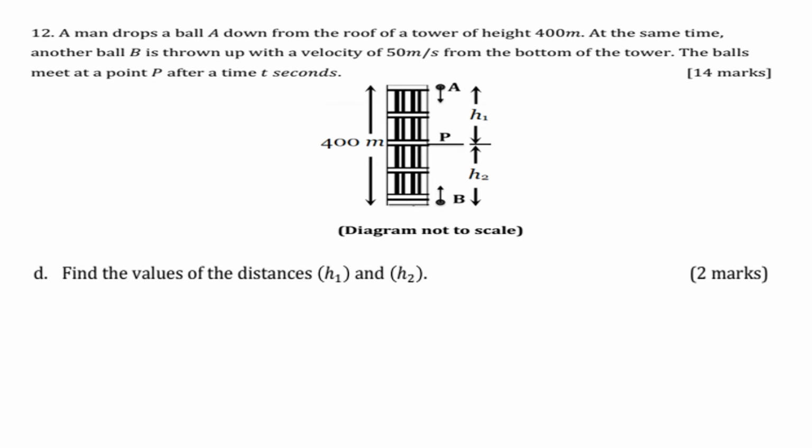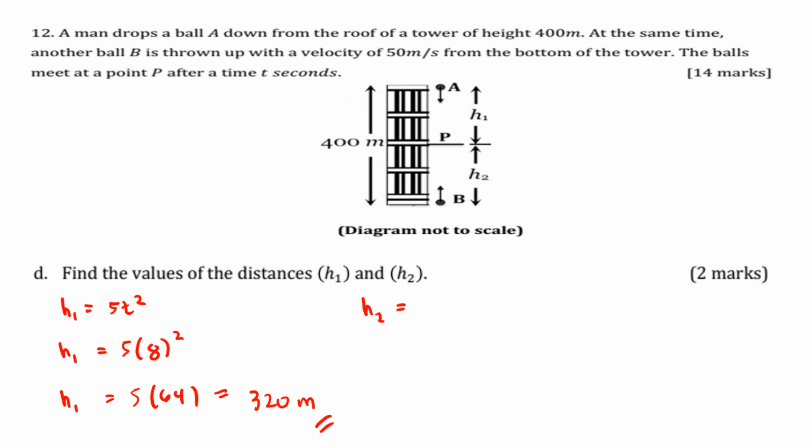Find the values of the distances H1 and H2. So again, our H1 is equal to 5T squared. So therefore, let's substitute the value of T, which we have solved in part C. So that's 5 multiplied by 8 squared. So that's H1 is equal to 5 times 64, and 5 times 64 is equal to 320 meters.